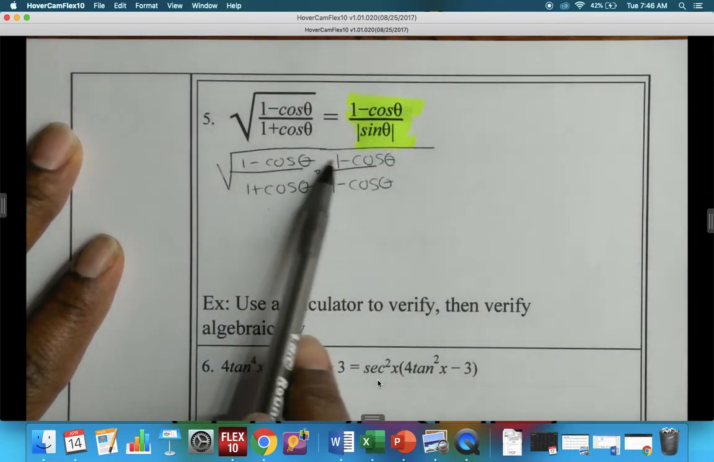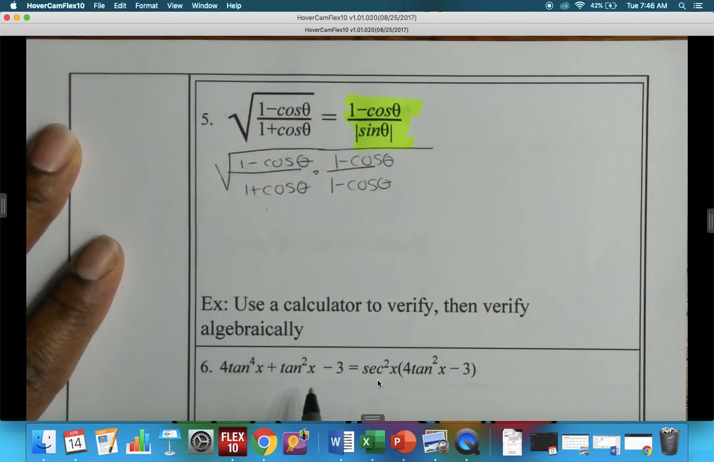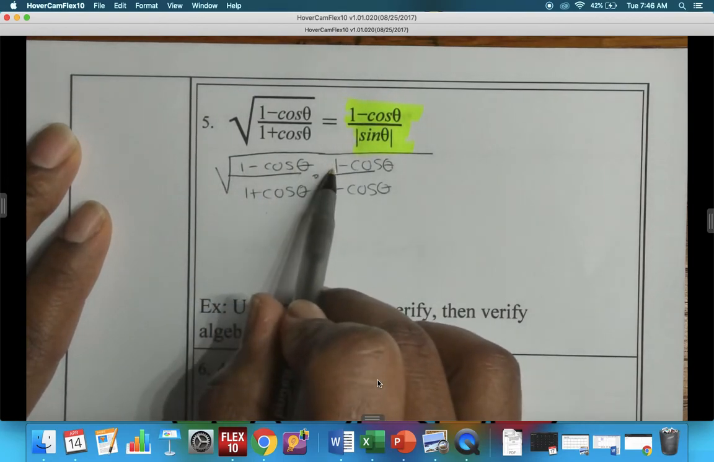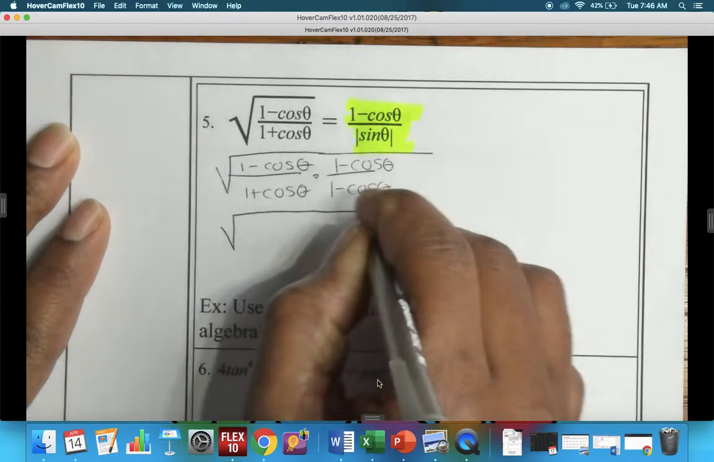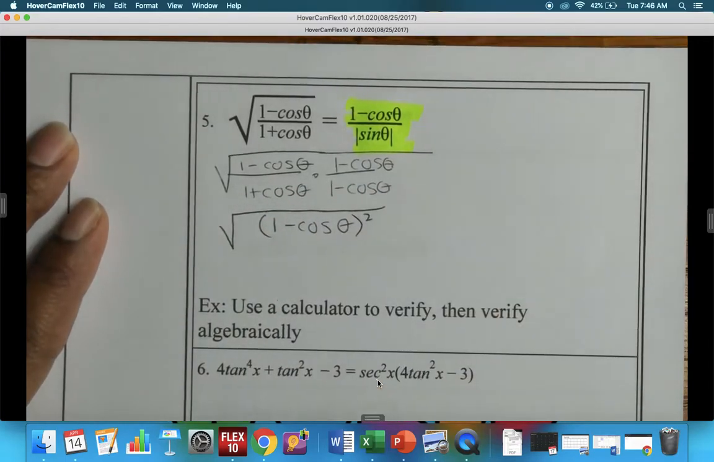Right, and I didn't really change the value because I'm really multiplying by 1, so this is fine. And it's all under the square root still. So when I multiply on the numerator, 1 minus cos theta times 1 minus cos theta, I'm just going to put that together since there's two of the same binomial as 1 minus cos theta squared.